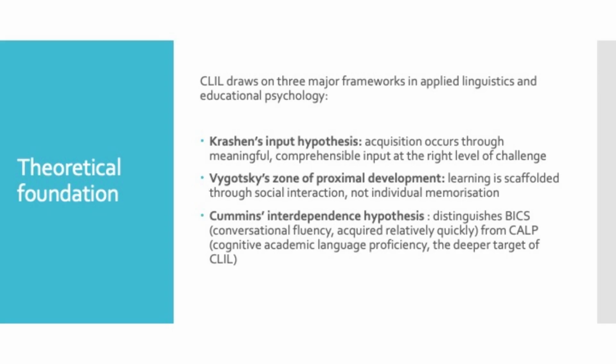From Cummins comes perhaps the most directly relevant contribution, the distinction between BICS and CALP. Basic interpersonal communicative skills are the conversational fluency we develop relatively quickly in a new language, within 2 or 3 years of exposure. Cognitive academic language proficiency, by contrast, is a deeper, more abstract register of academic language, the kind needed to read a textbook or write an argument. It takes much longer to develop, often 5 to 7 years, and it is precisely this that CLIL claims to target.